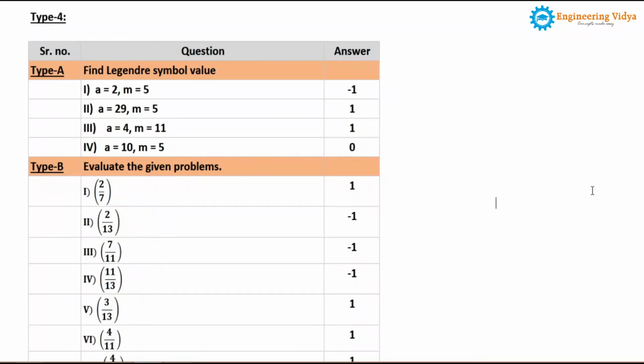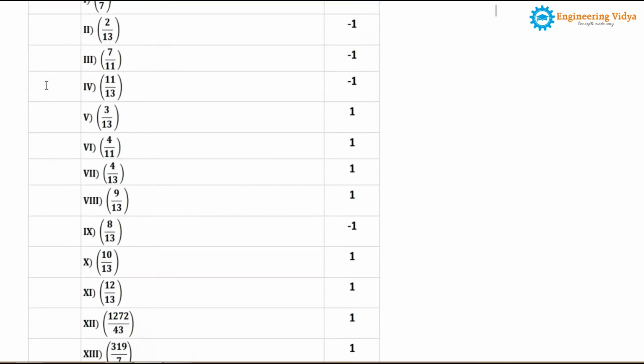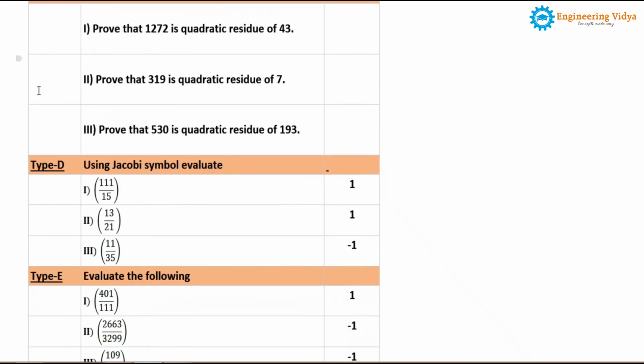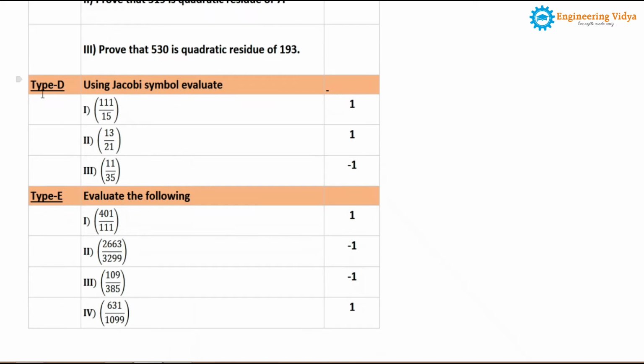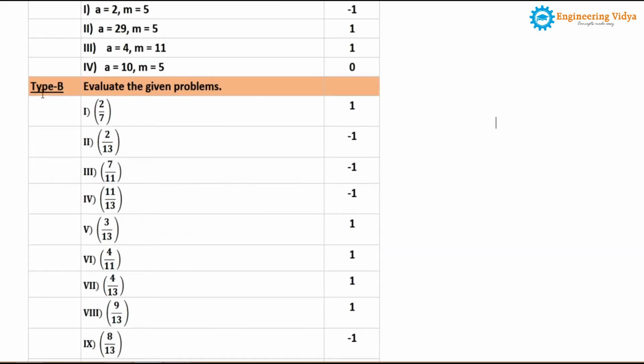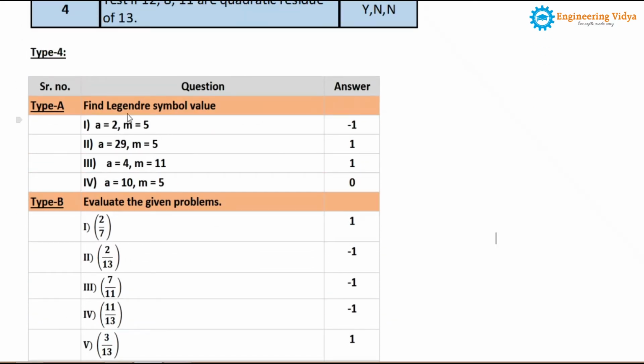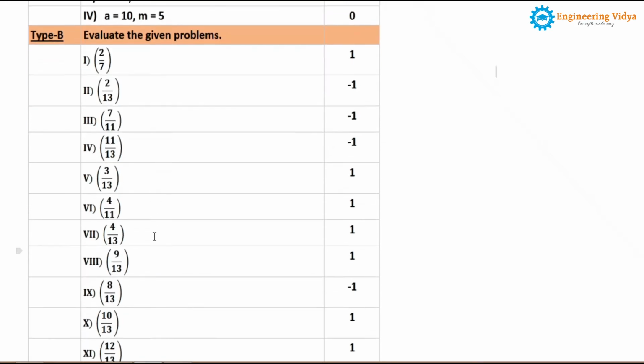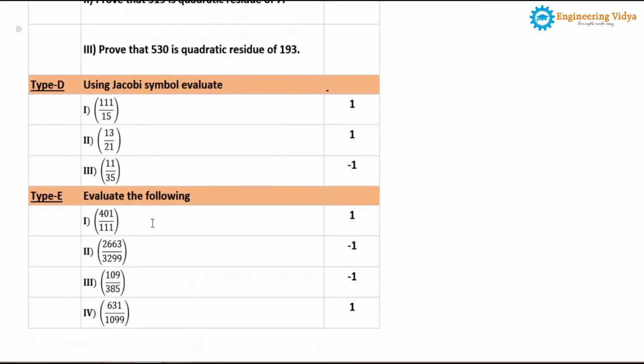Everyone, welcome to the mathematical implementation of the Legendre symbol. This is a type number 4 problem. In type number 4, we have 5 subtypes of problem: type A, type B, type C, type D and type E. From type A to type C, we have to solve the problem using the Legendre symbol, while in type D and E, we are going to calculate the Jacobi symbol, right?